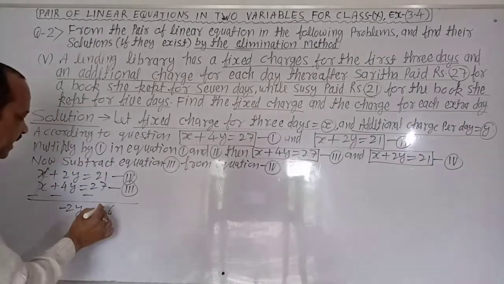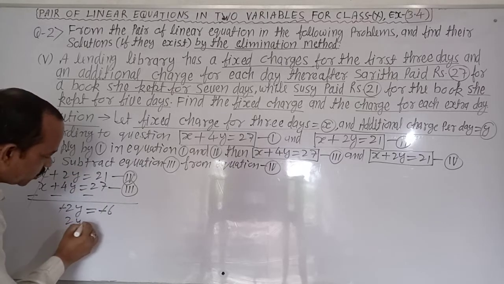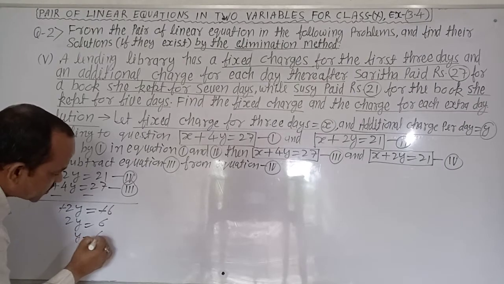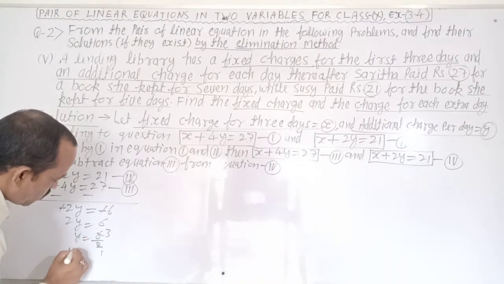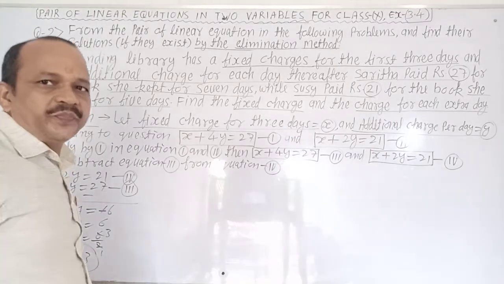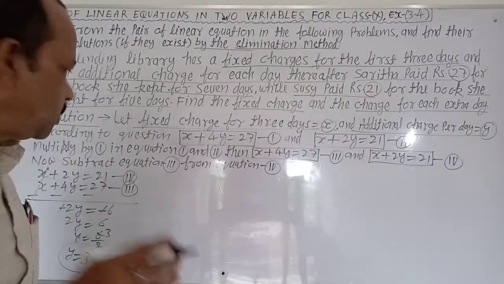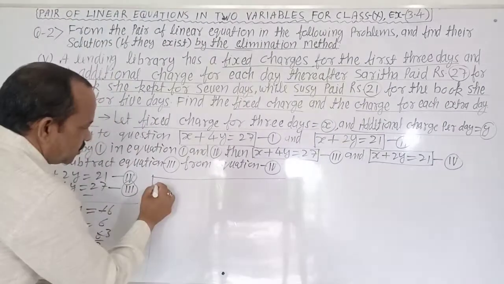Clear? You can cut minus and minus. It becomes 2y equal to 6. y equal to 6 by 2. 2 ones are 2, 2 threes are 6. y equal to 3. You find y equal to 3. Clear? No confusion about it? Very good.